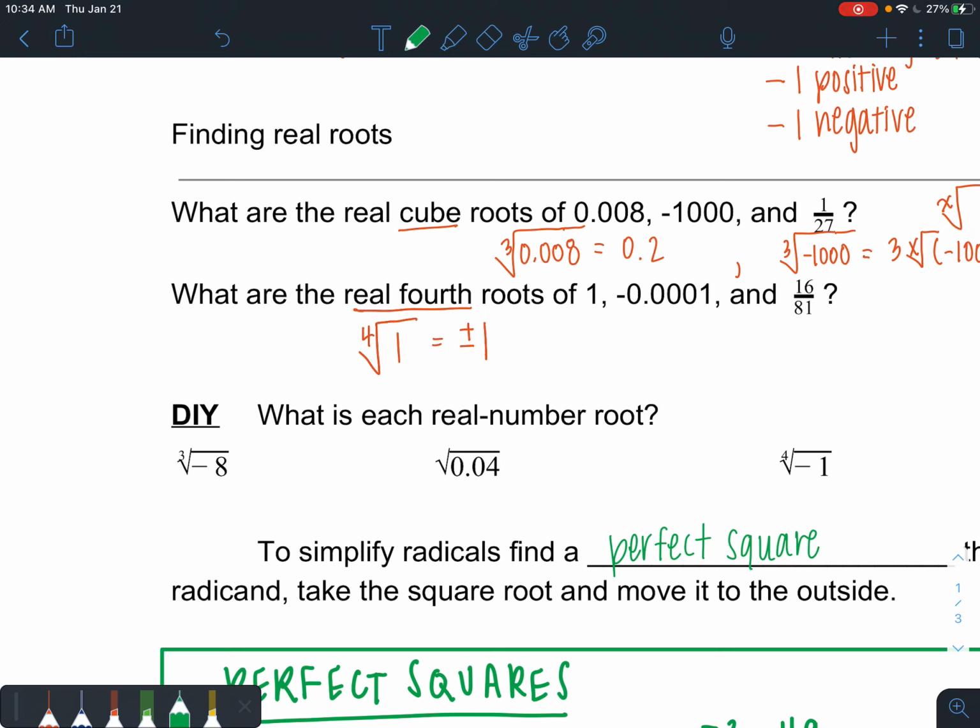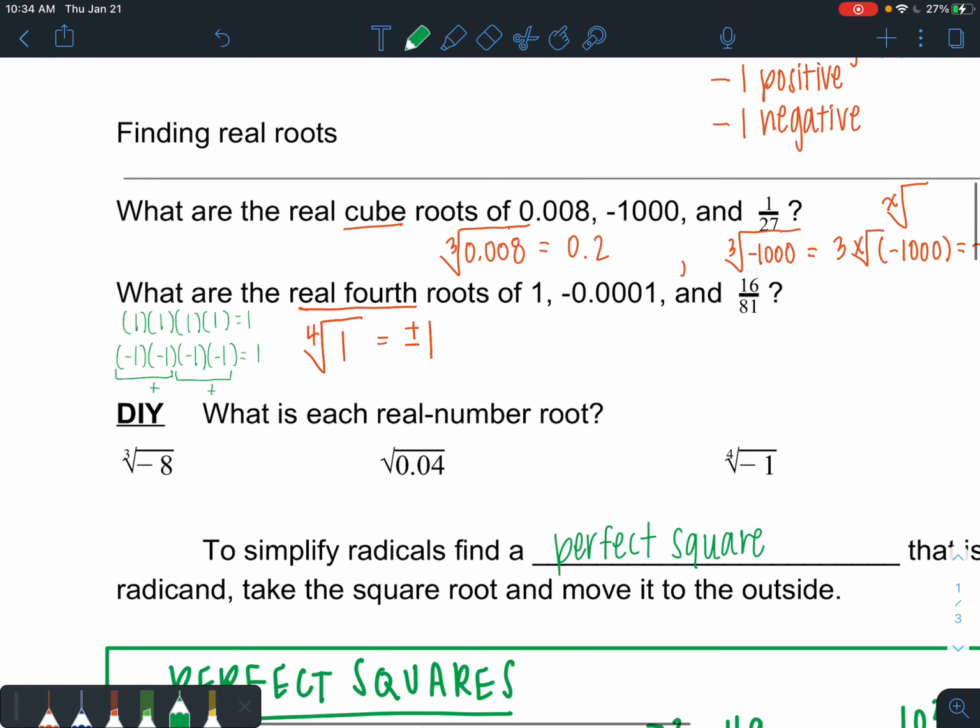Because if we do 1 times 1 times 1 times 1, 4 times, I get 1. But if I do negative 1 times itself 4 times, I also get a positive 1, because 2 negatives make it a positive. Okay, so that's why I have to put that plus or minus.